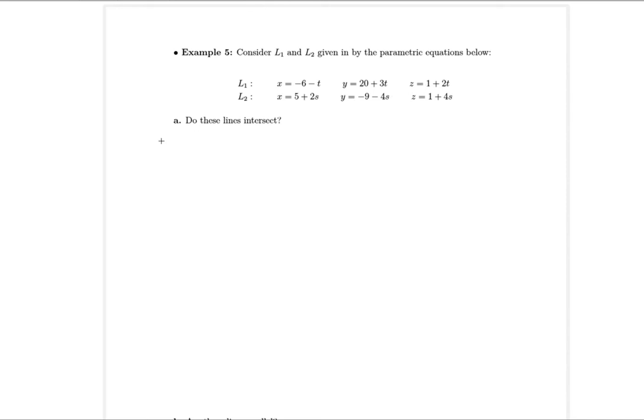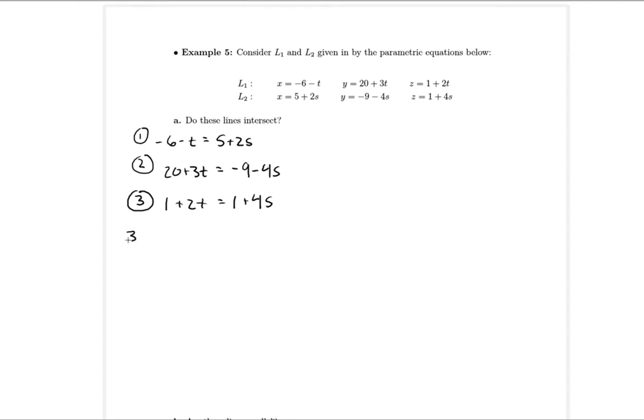Okay, so what are we looking for? We're trying to figure out if there's a way to make -6 minus t equal 5 plus 2s. Can the x's be set equal to each other? So there's one equation. And then at the same time, the y's need to be set equal to each other. And then the z's need to be set equal to each other. So we can pick any of these. It doesn't really matter. I kind of like maybe starting with 3.